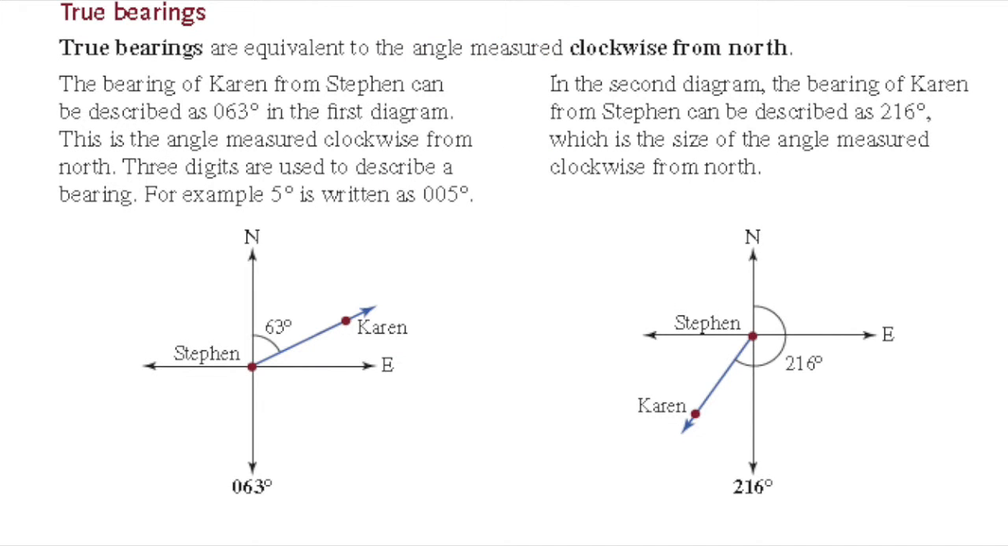The next thing we need to discuss is bearings. Now, there are two types of bearings, true bearings and compass bearings. True bearings are equivalent to the angle measured clockwise from north. So, on the left here, you can see that Karen is standing 63 degrees from north. So, true bearing can be described as 063 degrees. Now, the thing with true bearings is that they always have to use 3 digits. So in the second diagram, you can see that she's standing 216 degrees from north. So true bearing is 216 degrees.